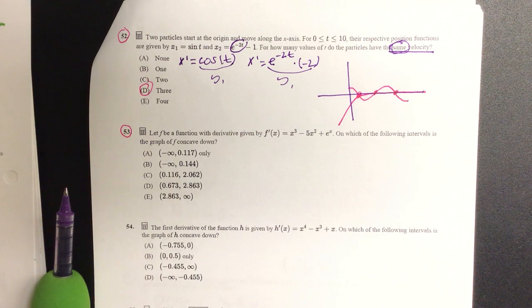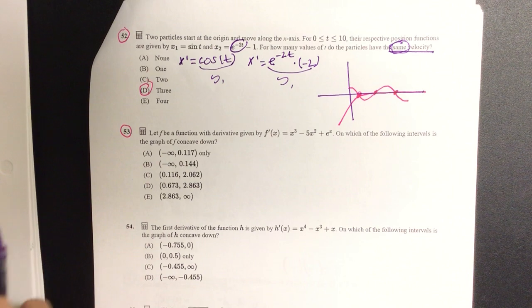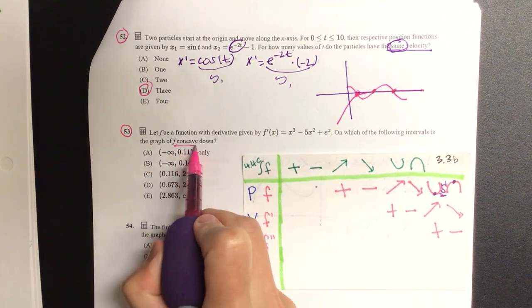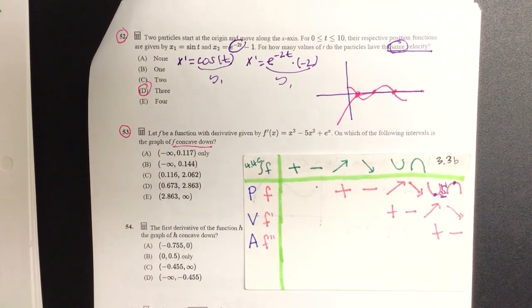Let's read. Let f be a function with the derivative given by f prime of x equals x cubed minus 5x squared plus e to the x. On which of the following intervals is the graph of f concave down? Okay, there are 2 ways to look at this. The first way would be not doing any work. The second one is going to be actually doing work.